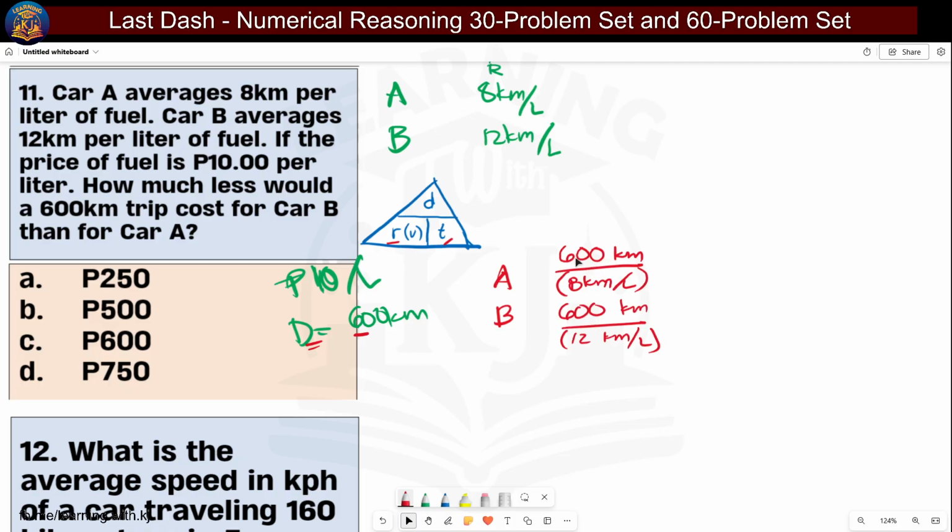So, ang ating gagamitin is 600 kilometers total distance divided by yung rate natin, or yung relationship ng kilometers and liters spent. We have 8 kilometers per liter. Yun yung i-divide mo sa 600 kilometers, para alam mo kung ilang liters yung nagamit ni letter A and ni letter B na car.